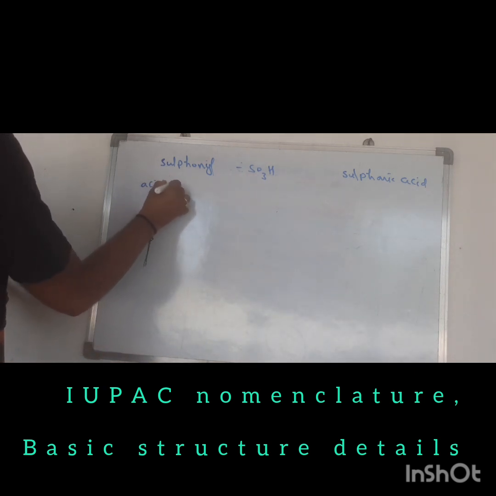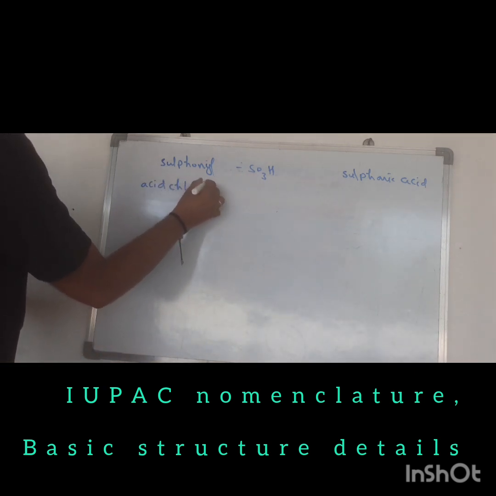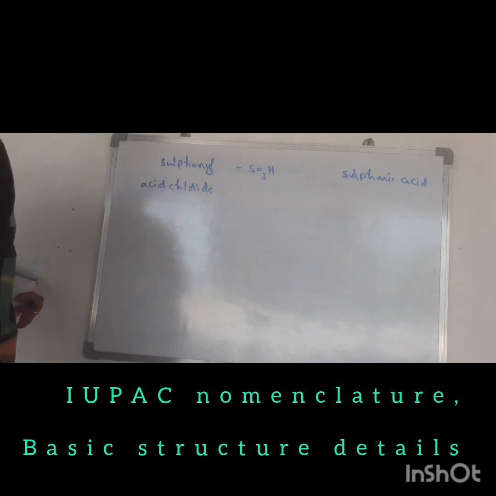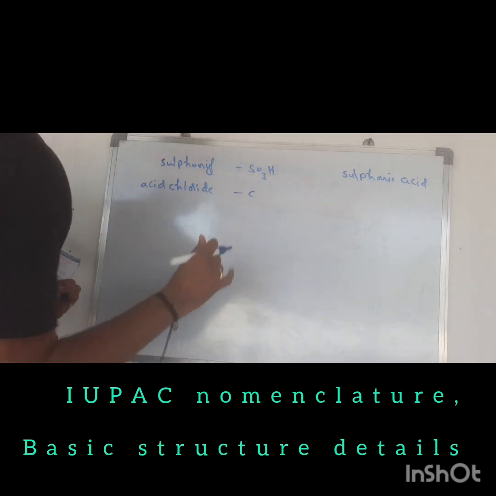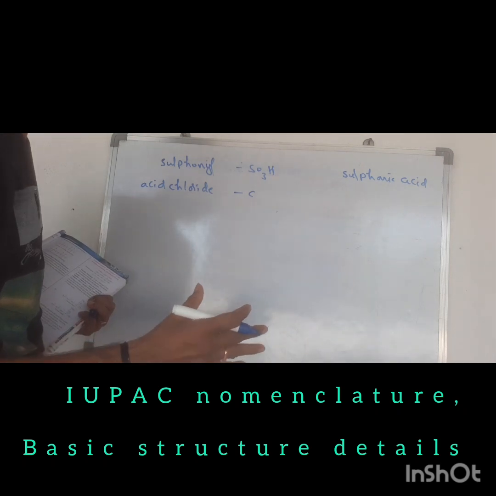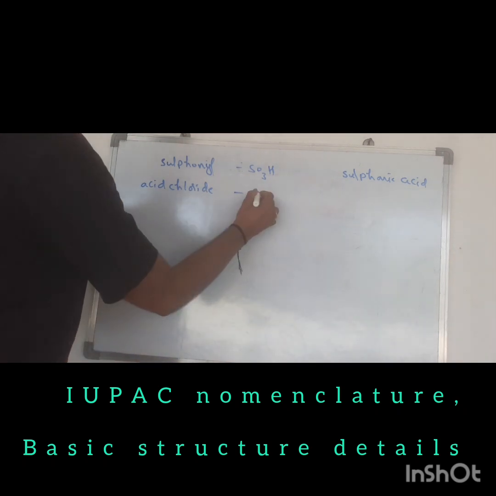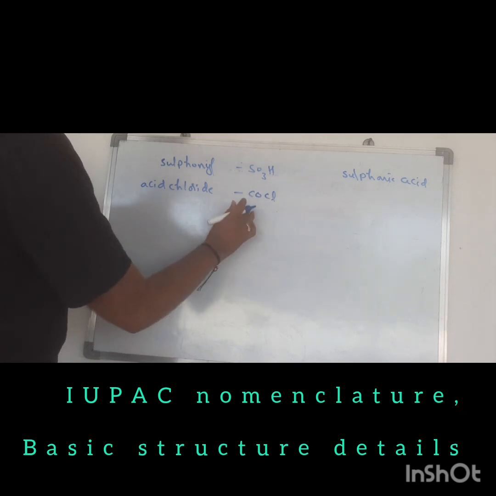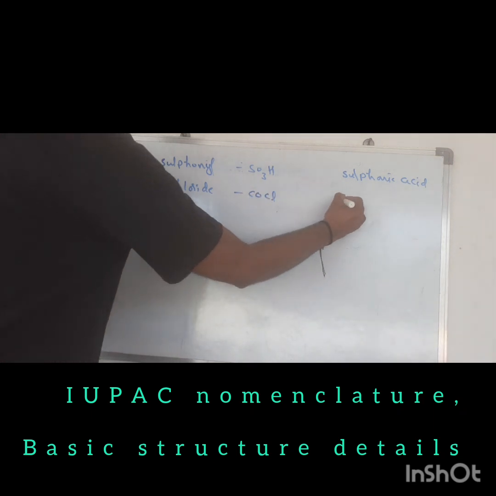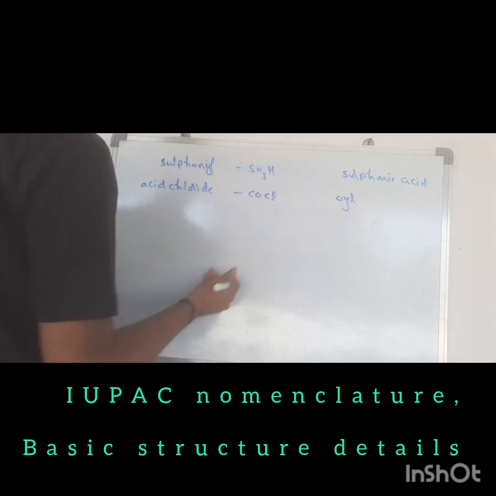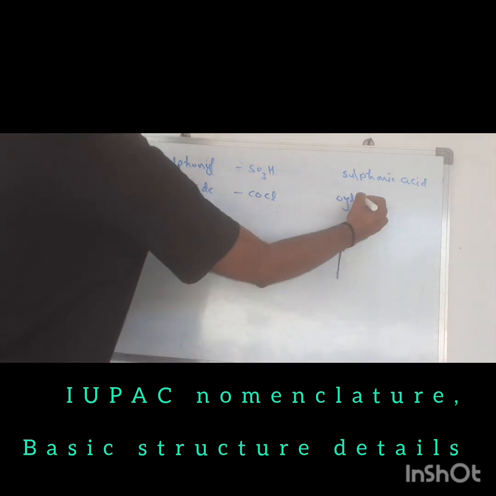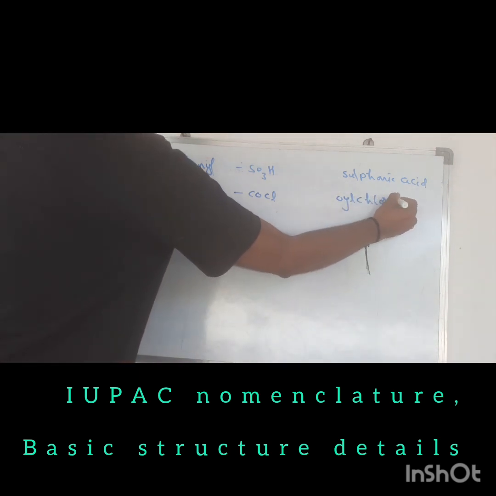Next, acid chlorides. Functional group acid chloride. How to know? Already we know COOH is the carboxylic acid. In the place of OH, COCl is present. CO with Cl in the place of OH, that is called acid chloride. For this, we have to use the word "oyl". Actually, oyl halide. Here, chloride is present. Thus, we have to write "oyl chloride".